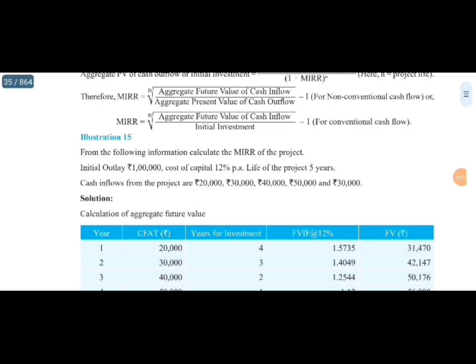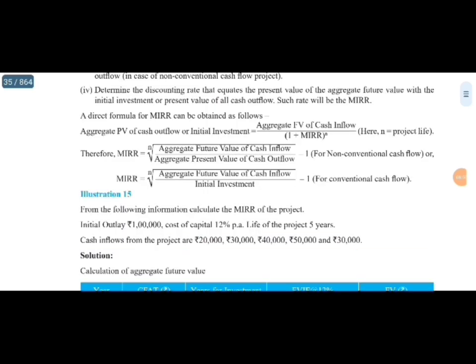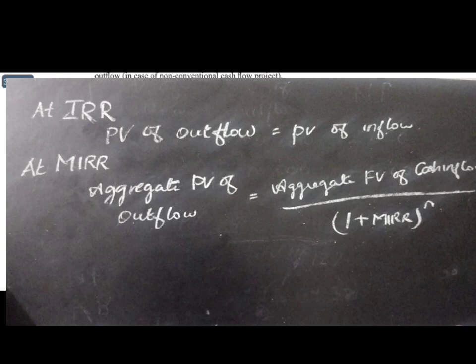So in the conventional cash flow we need not find the present value of initial investment. So the actual investment is considered. Whereas in the non-conventional cash flow, cash outflow occurs in the subsequent period also. In that case we need to find the present value of cash outflows. How does this formula arrive? We have already seen in the IRR, that at IRR, present value of cash inflow is equal to present value of cash outflows.